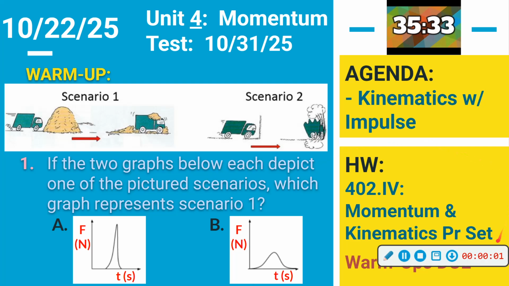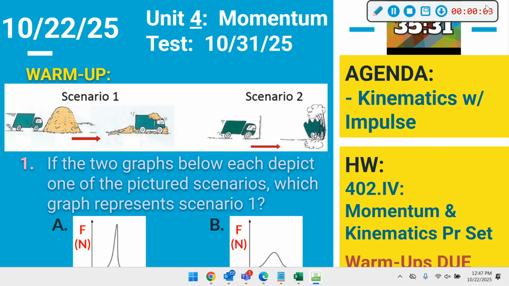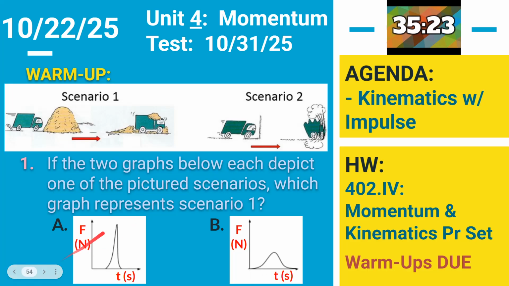So the warm-up for today says, if the two graphs below each depict one of the pictured scenarios, which graph represents scenario 1? We've seen these two scenarios multiple times now. They were in our notes last week, and they were in our warm-up question, I think yesterday.